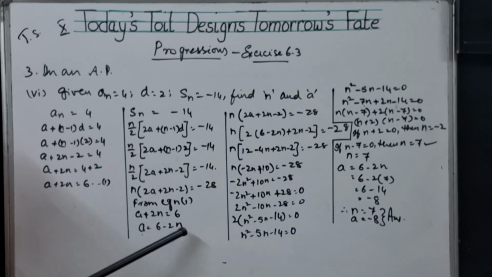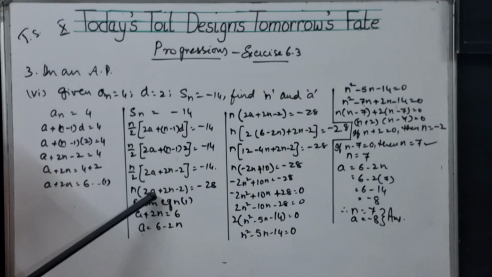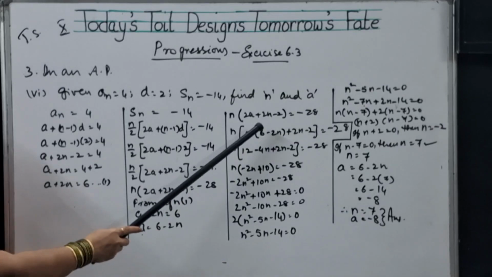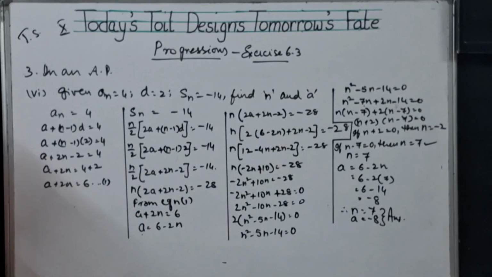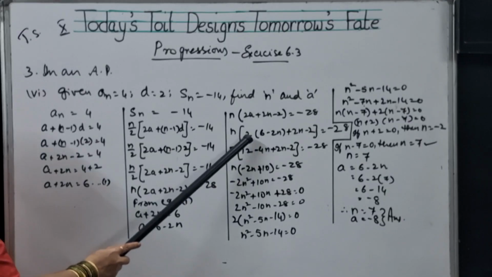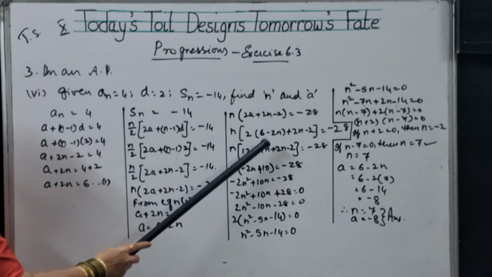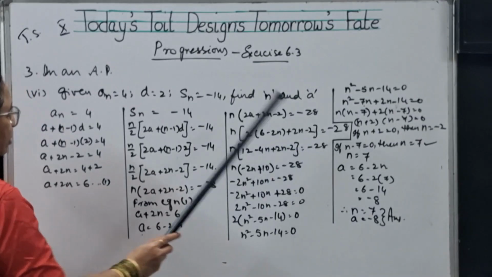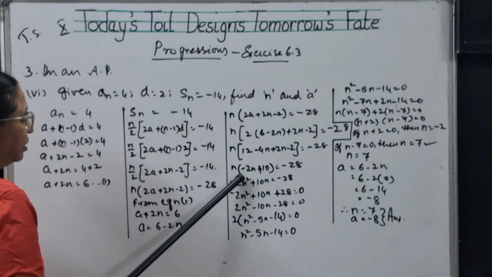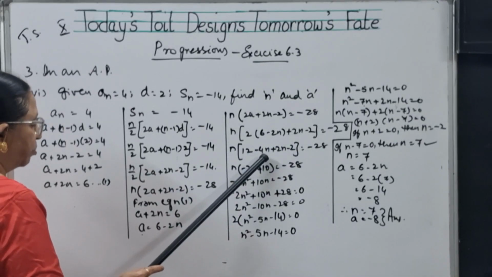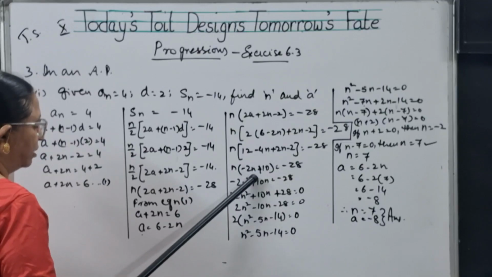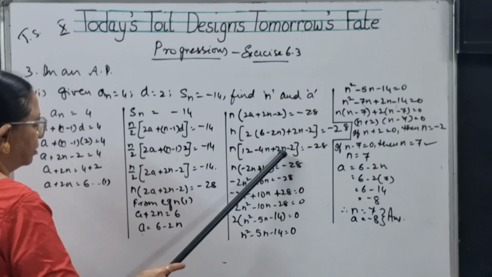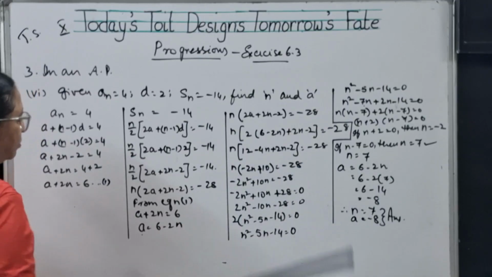A is equal to 6 minus 2n. So here, where a is there, I have substituted a with 6 minus 2n. So n into 6 is 12n, minus 2 twos are 4n squared, plus 2n minus 2 is equal to minus 28. That is n into... minus 4n plus 2n is minus 2n, plus 12 minus 2 is plus 10 is equal to minus 28.